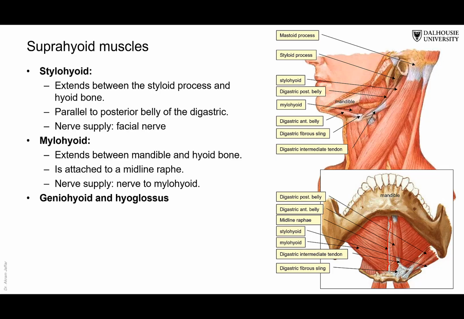Anything above mylohyoid is in the mouth. Anything below is in the neck. And this mylohyoid muscle, you can see its close proximity to the anterior belly of digastric, which lies just beneath it, or inferior to it. And so both of them are supplied by the same nerve. The nerve is called nerve to mylohyoid, but it also supplies the anterior belly of the digastric.